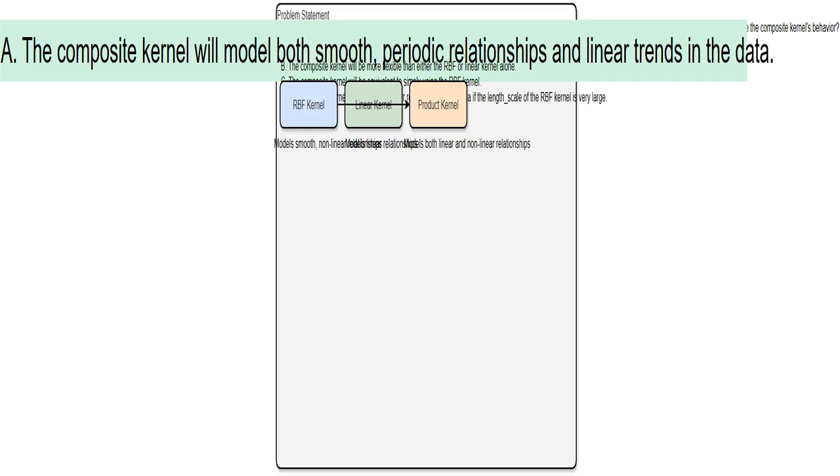This statement's partially correct because it successfully highlights both linear trends and smooth relationships. But there's a slight inaccuracy because neither the RBF nor the linear kernel inherently models periodic, repeating patterns, and their product doesn't create periodicity out of nothing.